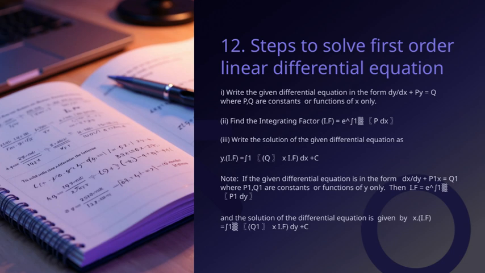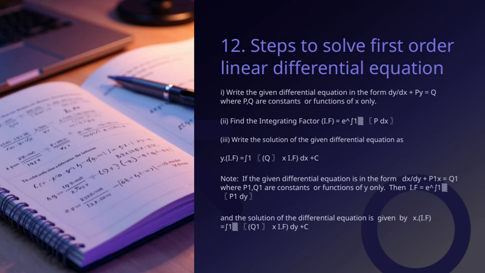Once we have the integrating factor, we multiply through the differential equation to make it easier to solve. The solution then becomes y times the integrating factor equals the integral of q times the integrating factor with respect to x, plus the constant c. In practice, to solve a first-order linear differential equation, we first write it in the standard form dy/dx plus p times y equals q, where p and q depend only on x. Next, we find the integrating factor by calculating e to the power of the integral of p with respect to x.